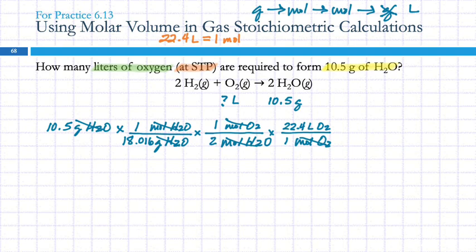So 10.5 divided by 18.016 divided by 2 times 22.4, 6.5275 liters. As with most of our problems, we've got 3 significant figures going on here. So I'm going to round this. I've got a 2, and the next number is 5 or larger, so this is going to round up to 6.53 liters of oxygen. Any questions?